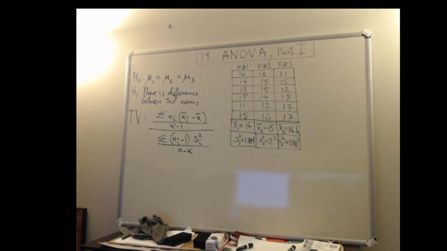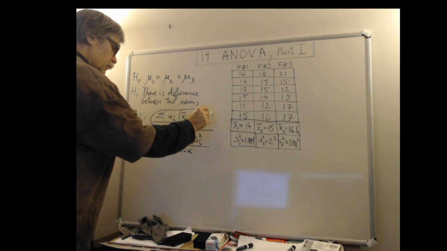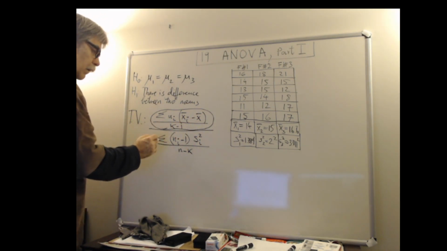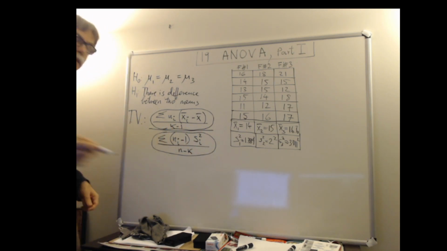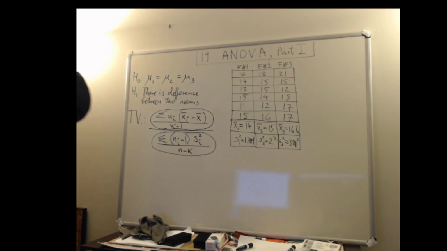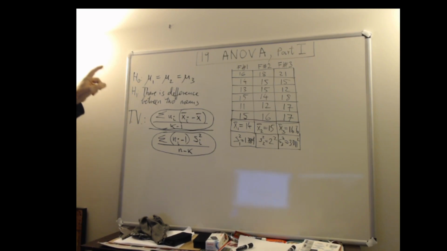Okay, so it has a numerator and it has a denominator. By the way, this lecture of course is on the blackboard, so you want to check it out. I wrote it and I call that particular formula 1.1. The numerator we call mean square between the groups. The denominator we call mean square within the groups.